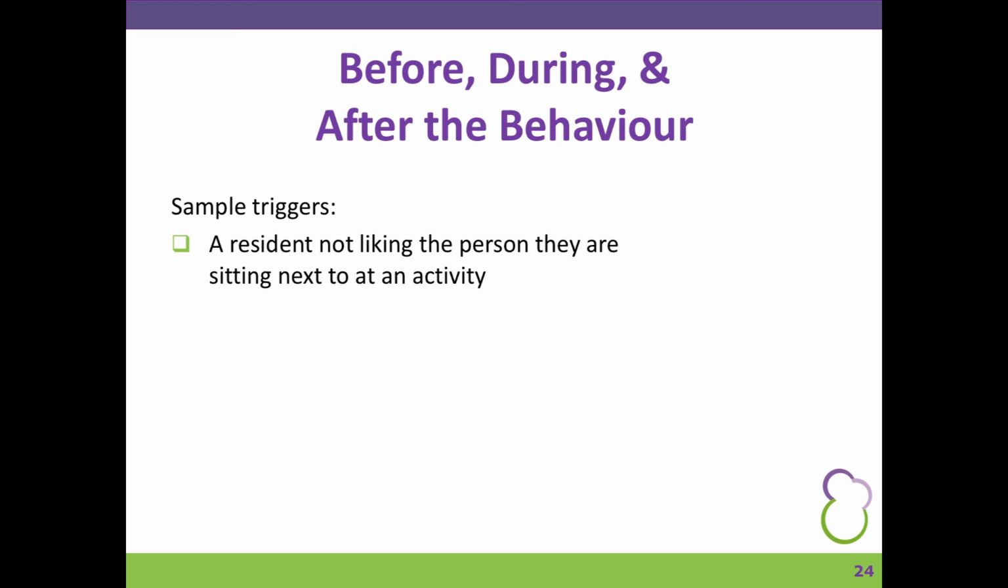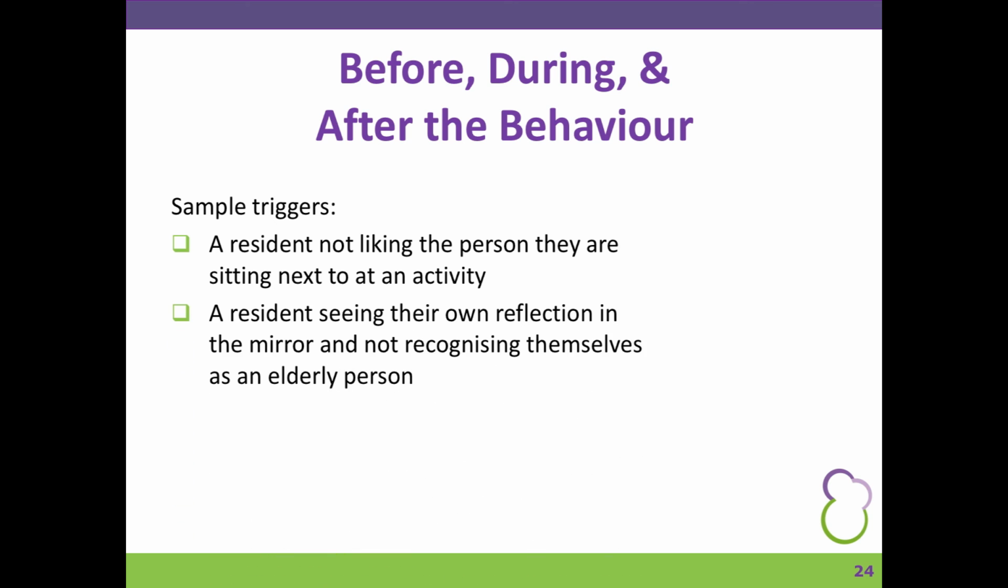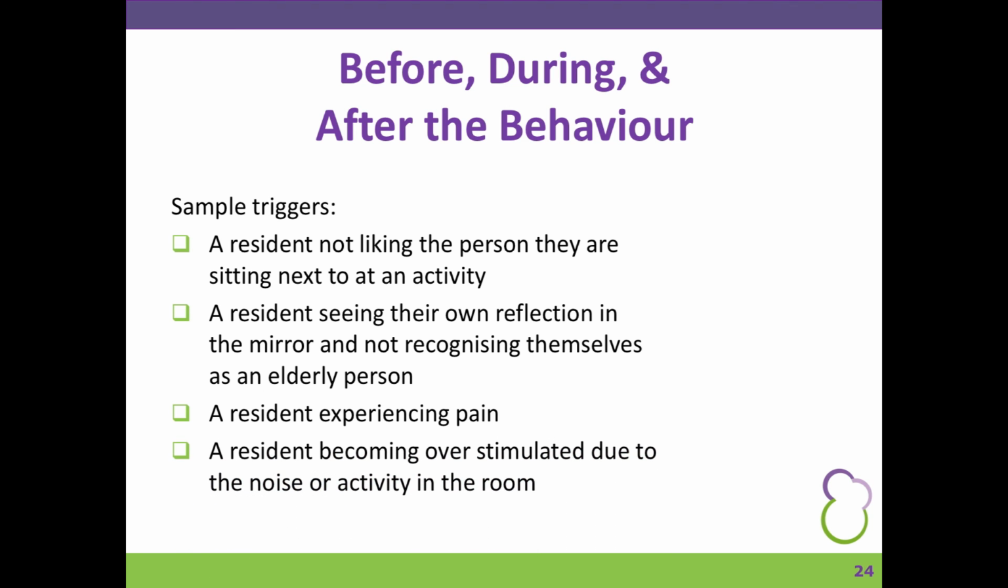A resident seeing their own reflection in the mirror and not recognising themselves as an elderly person and therefore beginning to become verbally aggressive. A resident experiencing pain but unable to tell the staff that they're experiencing pain and therefore becoming physically or verbally aggressive. And finally, a resident becoming overstimulated due to the noise or the amount of activity in the room and therefore they wander off away from the activity.